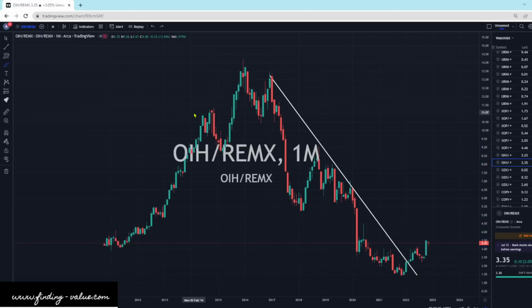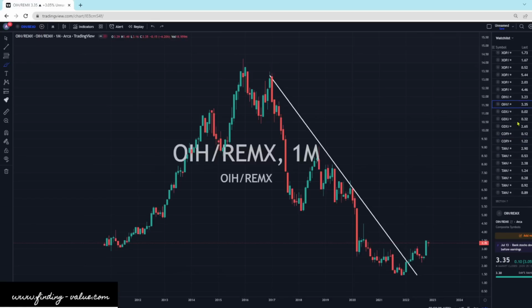And OIH, I think, is a good spot to be looking for specific individual companies. You also have what looks to be a shoulder, head, shoulder, almost an inverted head and shoulders. I see that pattern a lot in the individual companies as well. So OIH is also one that looks quite good and quite cheap.